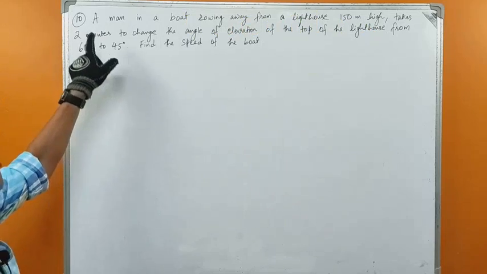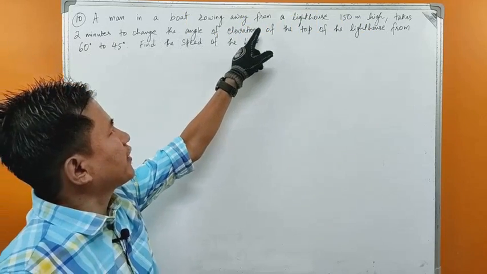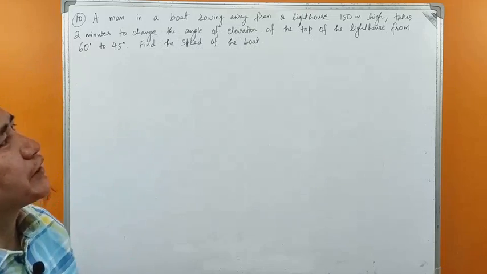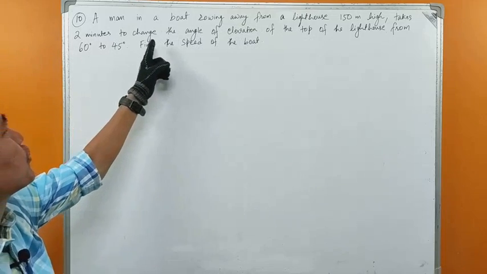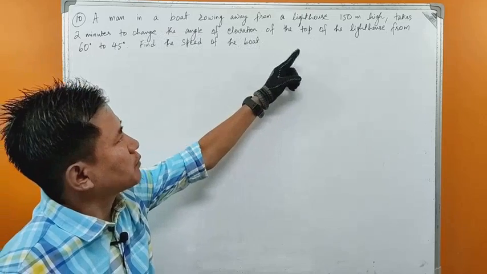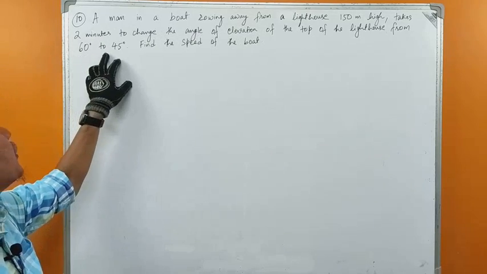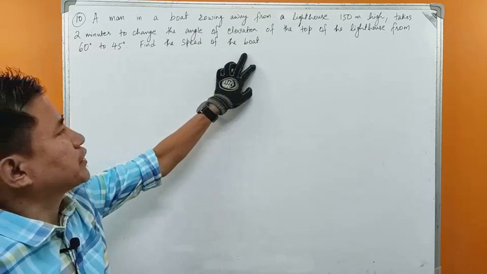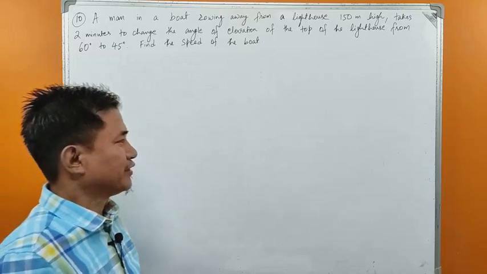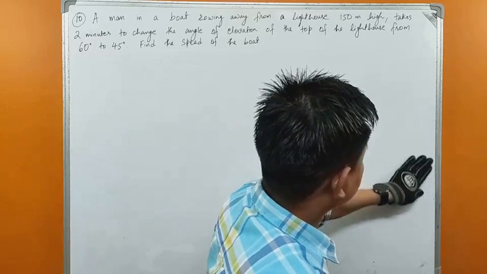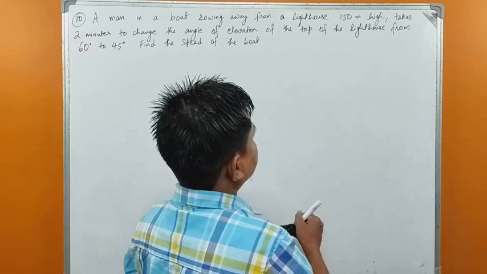A man in a boat rowing away from a lighthouse 150 meters high takes 2 minutes to change the angle of elevation of the top of the lighthouse from 60 degrees to 45 degrees. Find the speed of the boat. So let us understand the question first by drawing a diagram.